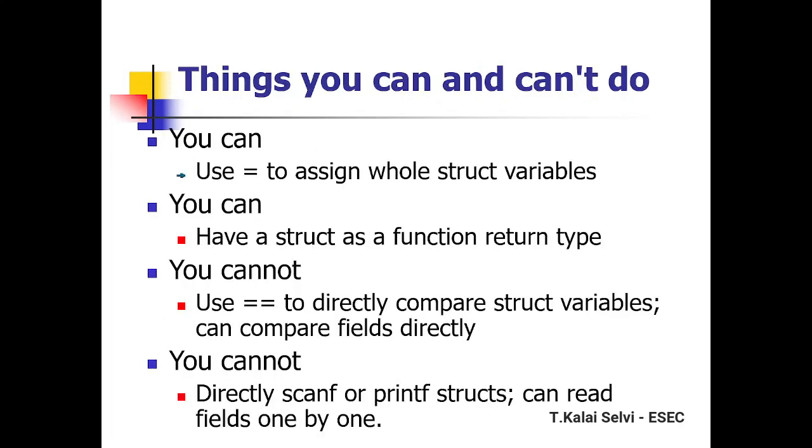Things you can and can't do. You can use equal to assign whole struct variables. You can have struct as a function return type. You cannot use double equal to directly compare structure variables, but you can compare fields directly. We can't compare two structure variables, but the fields of the structures can be compared. You cannot directly scanf or printf structs, but you can read fields one by one.